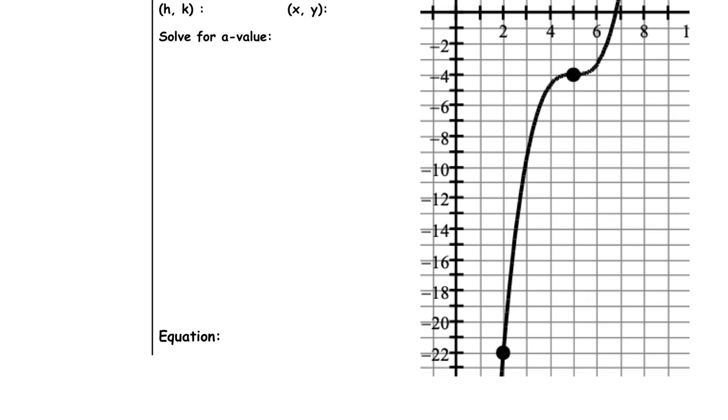Okay, so HK, did you put 5, -4? I think then the other point is 2, -22. Yeah. Oh, okay. That means everything's wrong. You can't say that. Oh my gosh.